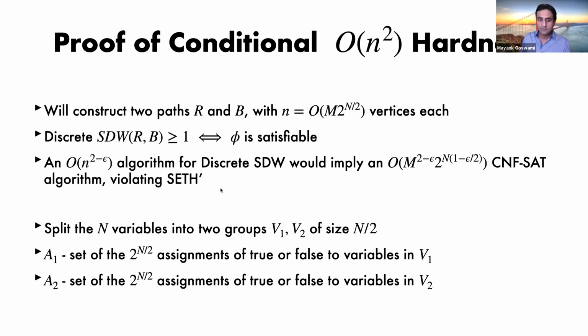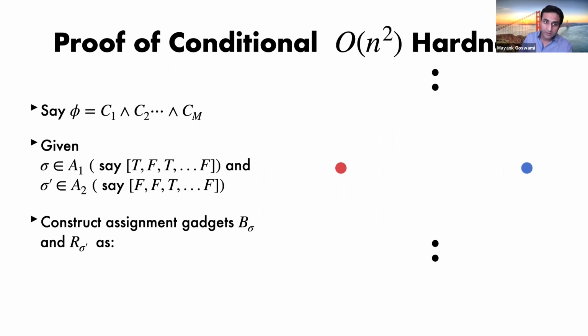So in order to go about this, what we do is we split the n variables into two groups of size n/2. And A1 is the set of all possible assignments to the variables in the first group, and A2 is the set of all possible assignments to the variables in the second group. Since there are n/2 variables in each group, you'll have 2 to the n/2 possible true-false assignments to the variables in each group. And now this is what an assignment gadget will look like. So I'll first describe the assignment gadget, and then I'll build the complete curves.